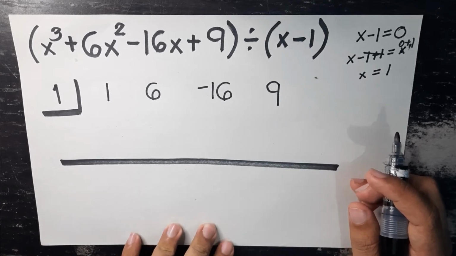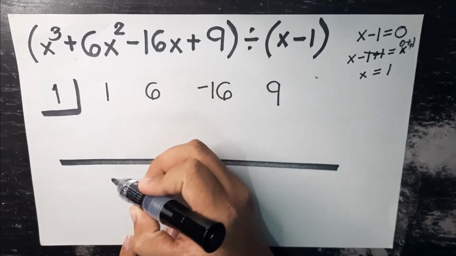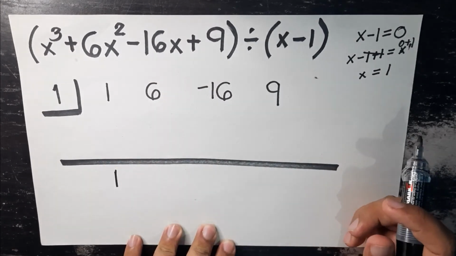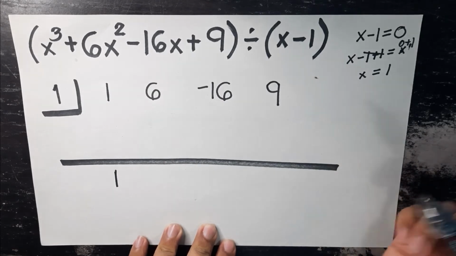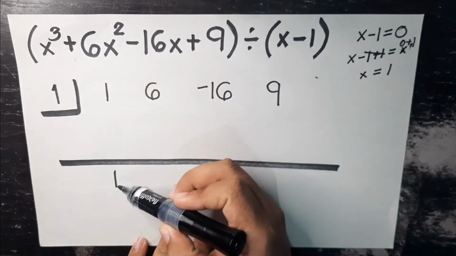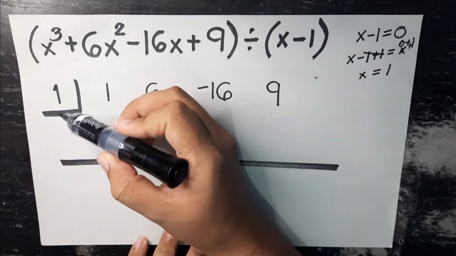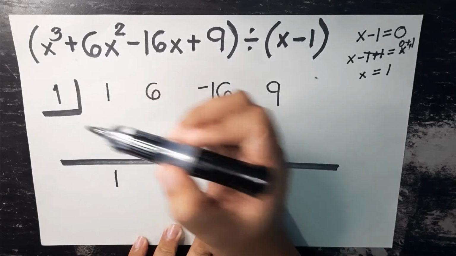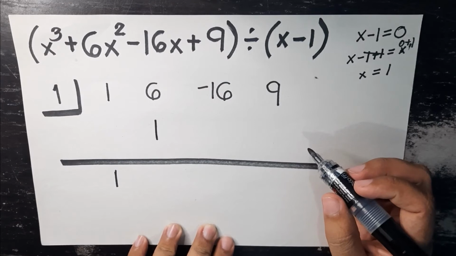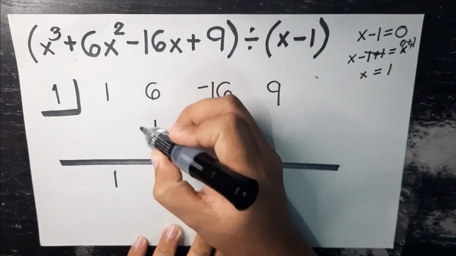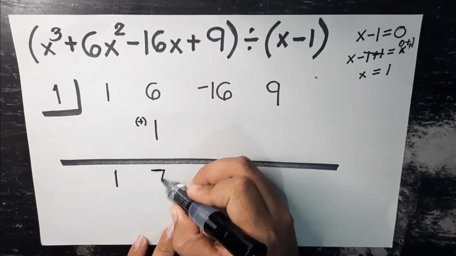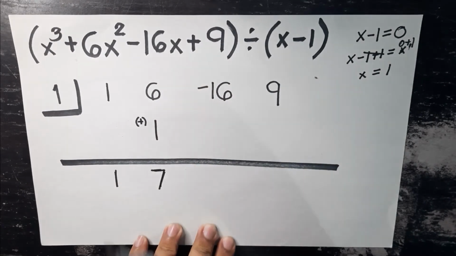Now let's start solving. First is to bring down the first term, whatever it is. So in this case, we have 1, so bring down 1. Next, 1 times 1. We will multiply the number that we bring down to the number that is inside this slot. 1 times 1, we have 1. And then add 6 plus 1 will give us 7. And then repeat the same process.